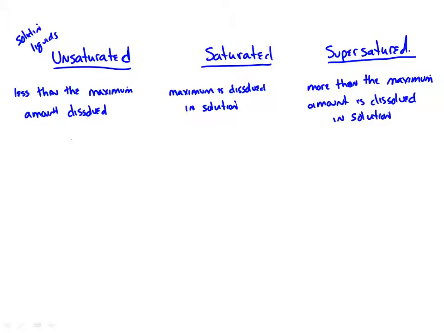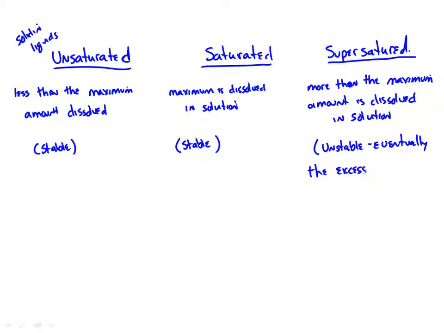The key here is that an unsaturated solution is stable, meaning if I stick it in a jar and put it on the shelf, it just stays there. A saturated solution is also stable, and a supersaturated solution is unstable, in that eventually the excess precipitates out.